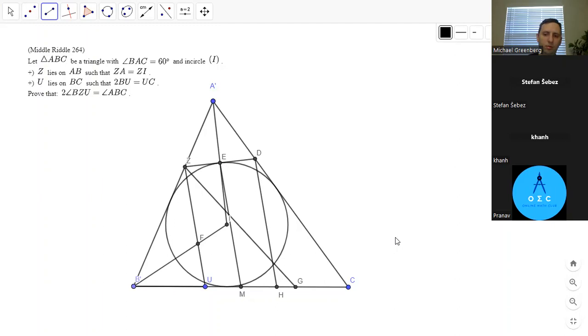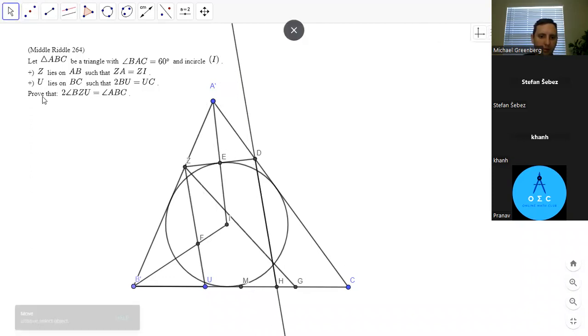Wait, actually, my proof. We did know that M is midpoint of HU, so. Yeah, no, I agree. Maybe that doesn't work. I'm not sure. Can you check that? Actually, do we know that ZU is parallel to DH? Like, is it really true? Let's see.